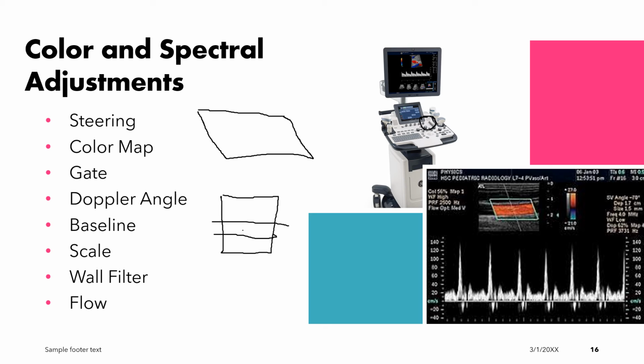Secondly, our color map. Our color map, as you see right here, is located anytime you have color Doppler on and anytime you have color and spectral on. So this is our color map, and in this case it's showing red toward, blue away, meaning that red is going to represent my positive Doppler shift or anything that's crashing into my sound waves, whereas blue would represent anything running away from my sound waves.